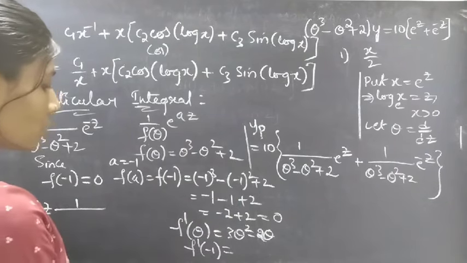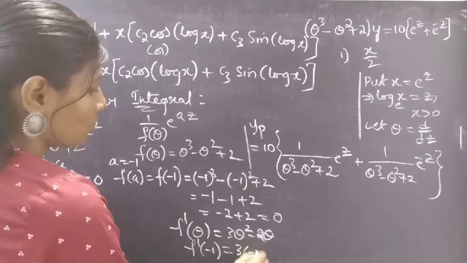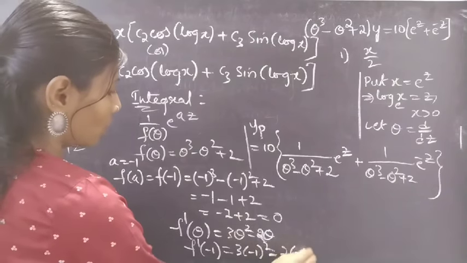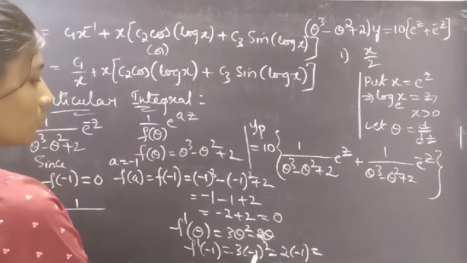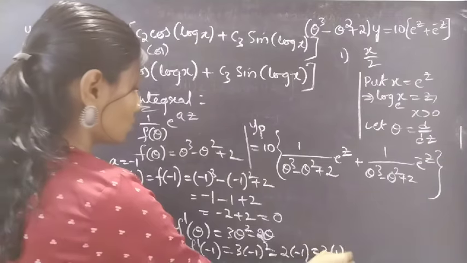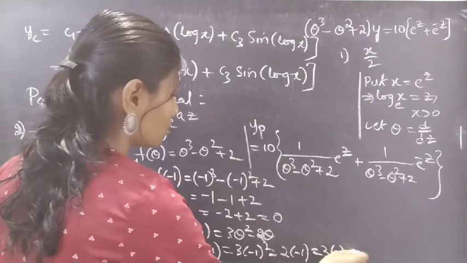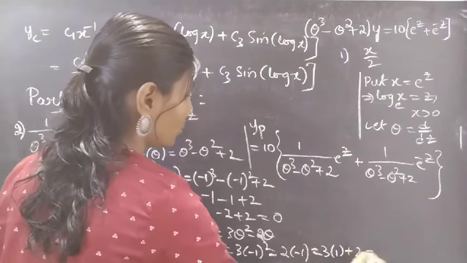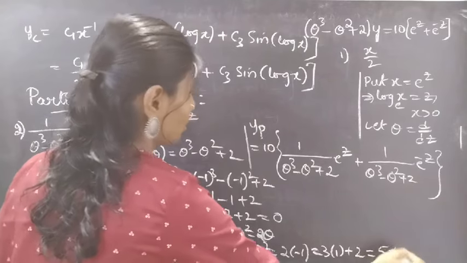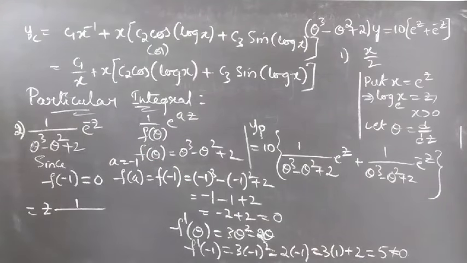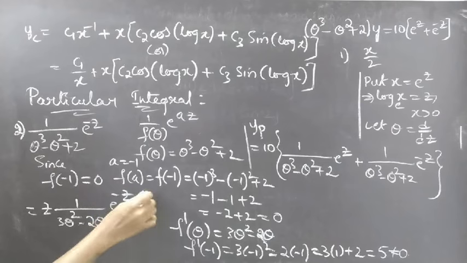Now find f dash of minus 1. We'll get 3 into minus 1 whole square minus 2 into minus 1, which is equals to 3 into 1 minus into minus plus 2, which is equals to 3 plus 2, 5, non-zero, right? So we'll get non-zero. Now just write the derivative of f of theta, that is f dash of theta. We'll get 3 theta square minus 2 theta into e power minus z.